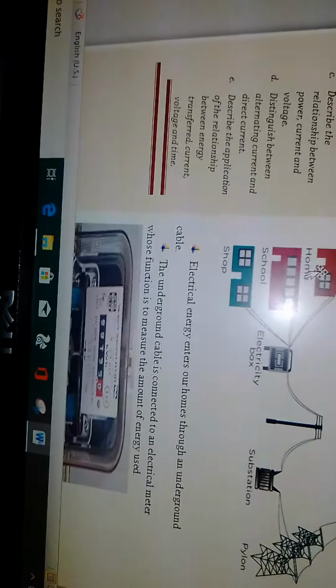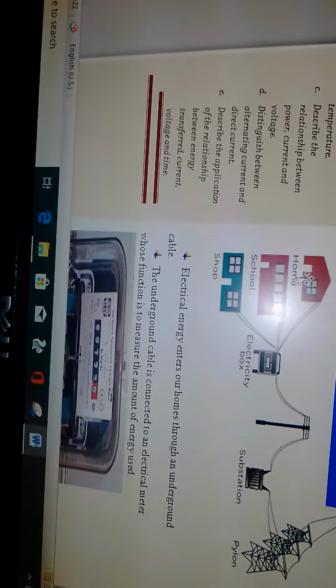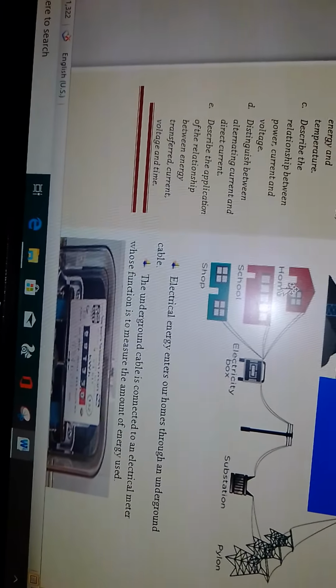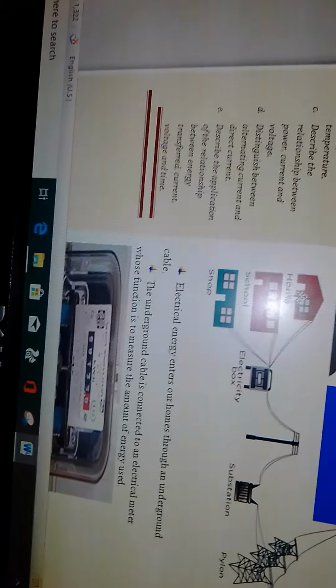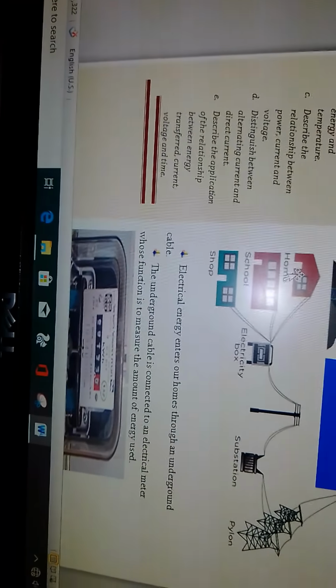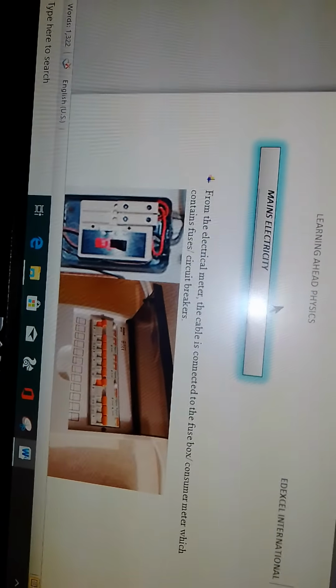Now, the transmission. Electrical energy enters our homes through the underground cable. The underground cable is connected to an electrical meter whose function is to measure the amount of energy used. Very, very important. Now, let's move on. Everyone of us can associate with this kind of thing here.